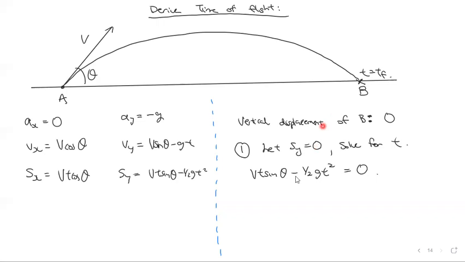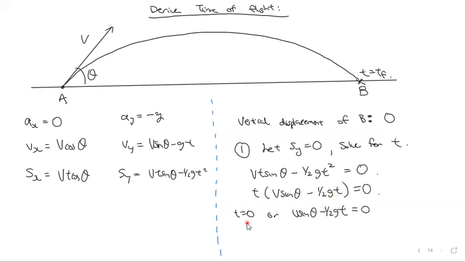Now, this might look difficult, but it's actually not as difficult as it seems because you can factor out a t. And if you factor out a t, and this times this is 0, that means you already have your two answers, right? Either t equals 0, or this thing in brackets is 0.